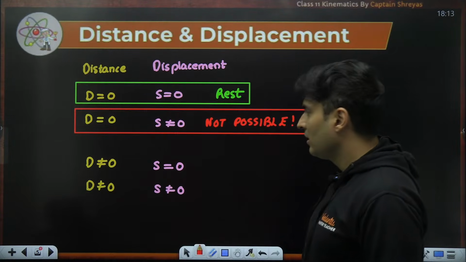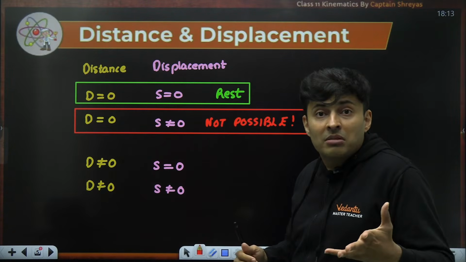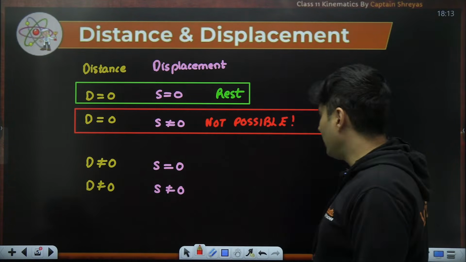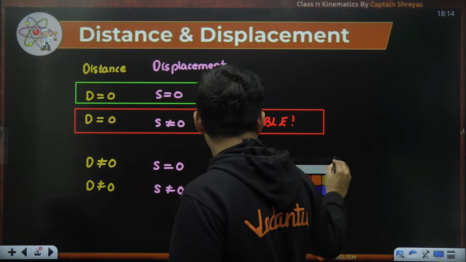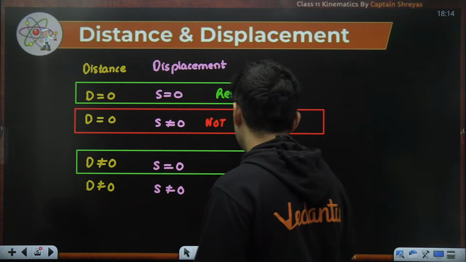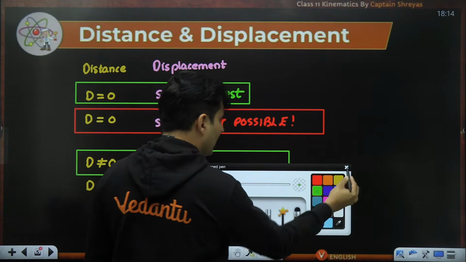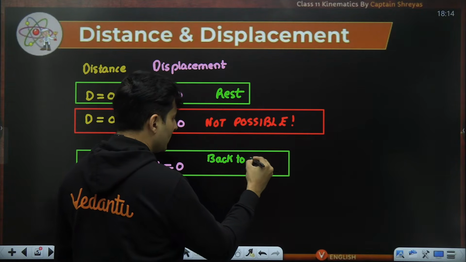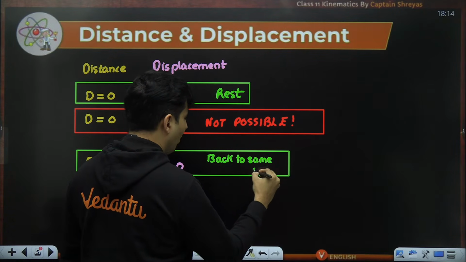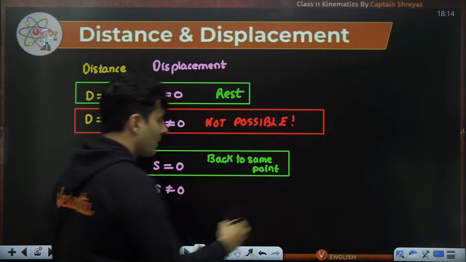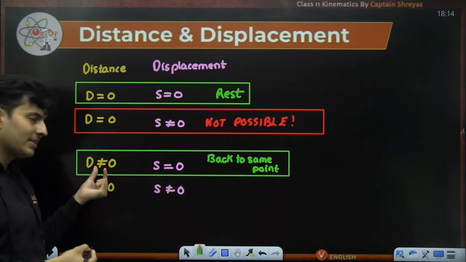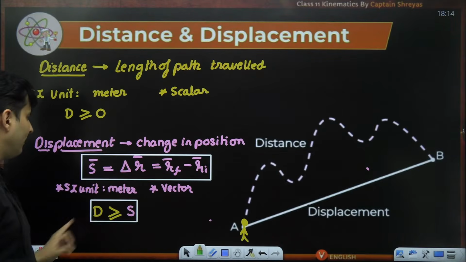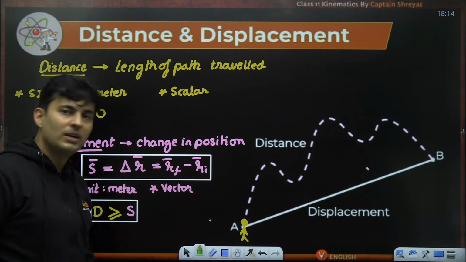What about this one? There is some distance, but I have not traveled any displacement. It's possible, I feel. Can you guess how exactly this is possible? Imagine I come back to the same point. If you're back to the same point, what will happen? I have traveled some length, so distance is there, but since I'm back to the same location, my final and initial both will be the same.